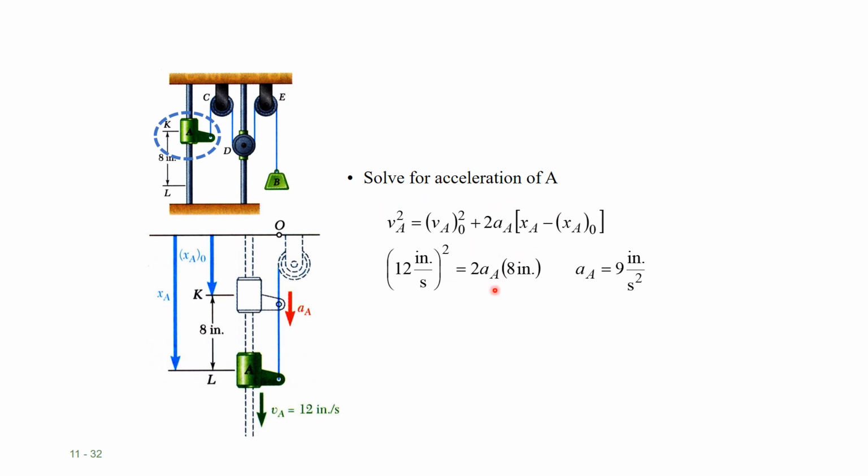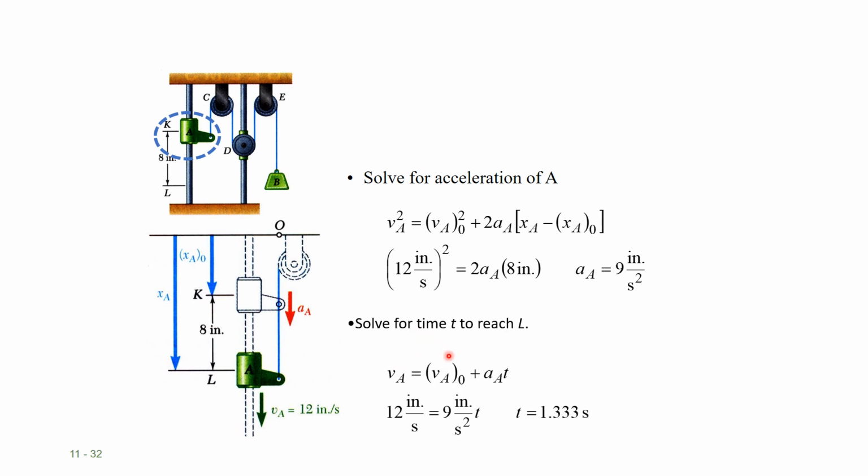So we have velocity, acceleration, position. We can solve for what acceleration happened there. So that's how fast that little piece A is accelerating. Now that we know that, we can solve for how long it takes from K to L. That'll be another valuable piece of information to have.